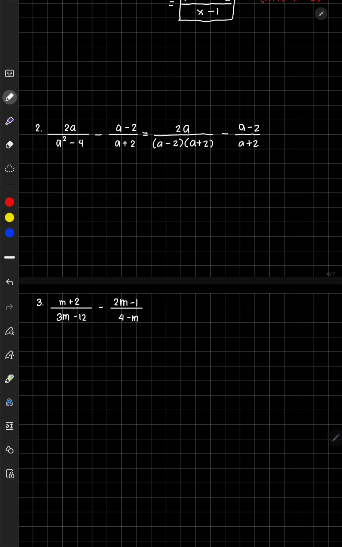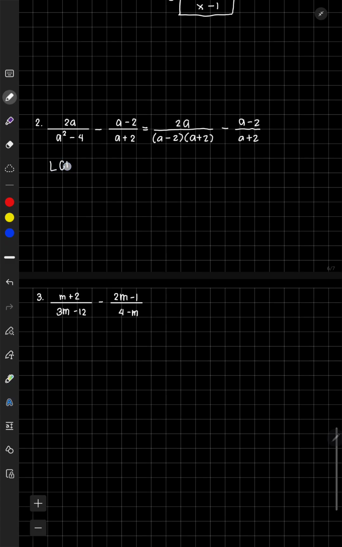So the LCD for this problem would be, since we have a plus 2 in this first term, we also have a plus 2 here. So therefore, our LCD or least common denominator would be a minus 2 multiplied by a plus 2.